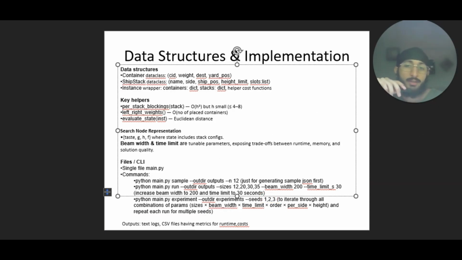And as the output, we get our text logs, the CSV files having the metrics for the runtime, the memory in megabytes used, the cost, and the components of the cost, that is the rehandle cost, the distance cost, as well as the balance cost. So this is our implementation.